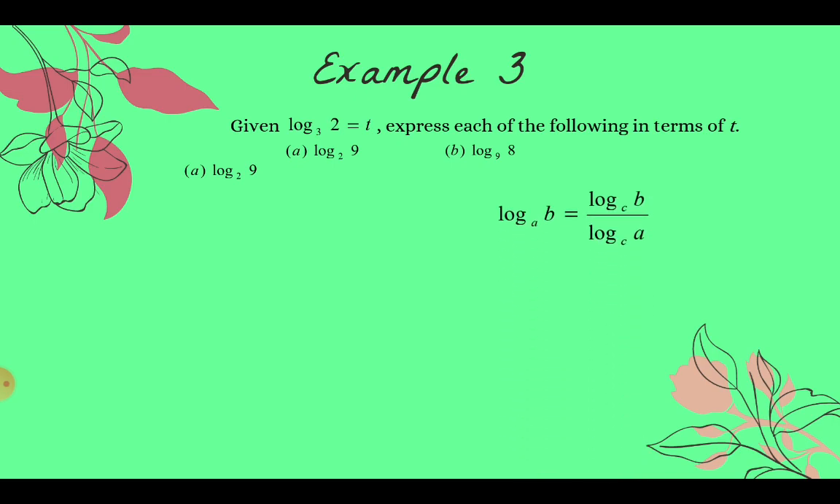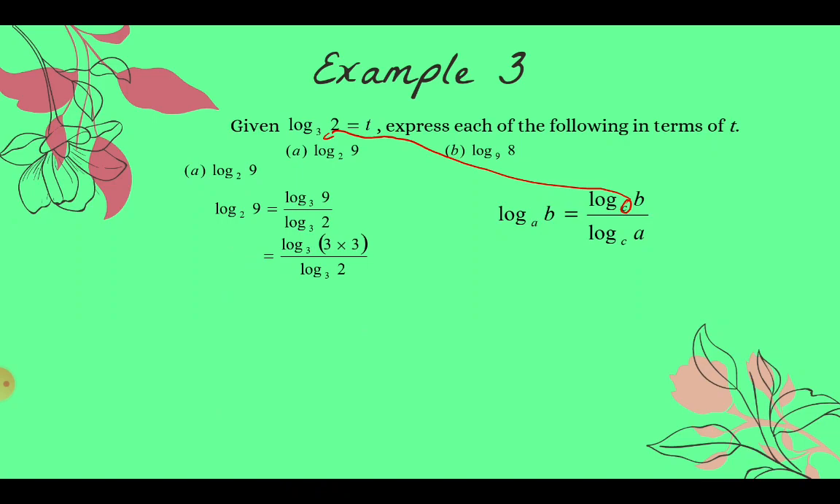So a here is 2, b is 9, and then of course our c would be 3, because the question gives us log base 3. And then what can we do? We need to relate 9 with 3 or 2. So how can we find 9? Of course, 3 times 3. So first of all, we change the base first, and then we can say that 9 comes from 3 times 3.